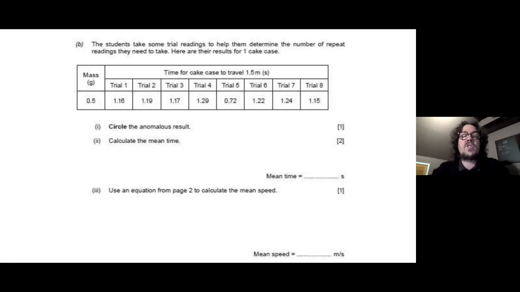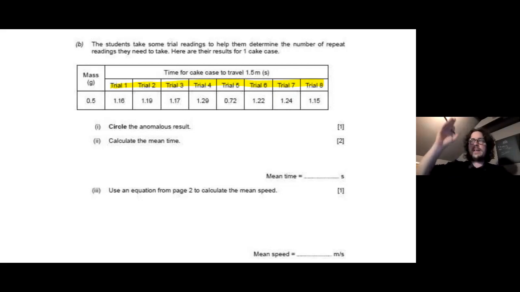Now, the students take some trial readings to help them determine the number of repeat readings they need to take. Here are the results for one cake case. You can see the students did 1, 2, 3, 4, 5, 6, 7, 8 trials, so obviously very determined to get an accurate result. Circle the anomalous result. That's the first question. I'm going to give you a moment to have a look at that. Which result doesn't fit the others in the data set?